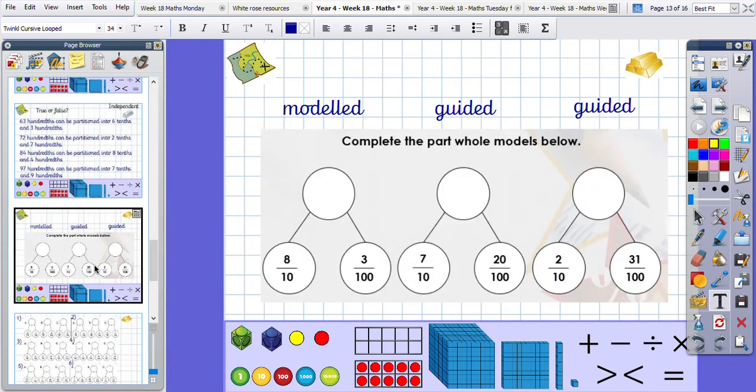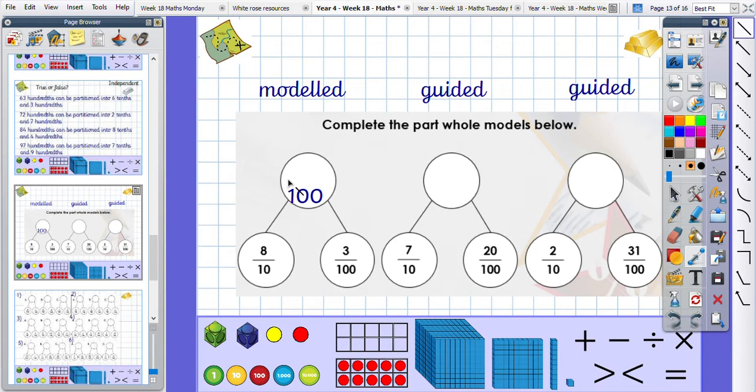For gold then, we're using part whole models, okay? So you have your parts and you need to make your whole. So here I have 8/10 and 3 hundredths, and I need to combine those to show how many hundredths I have all together.